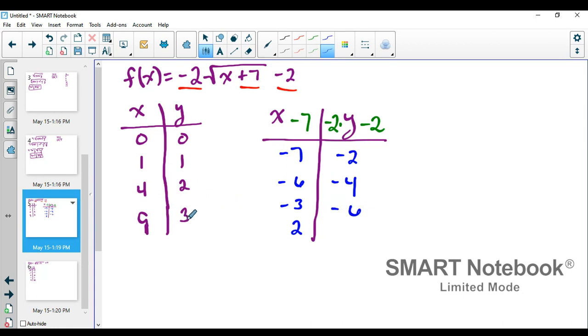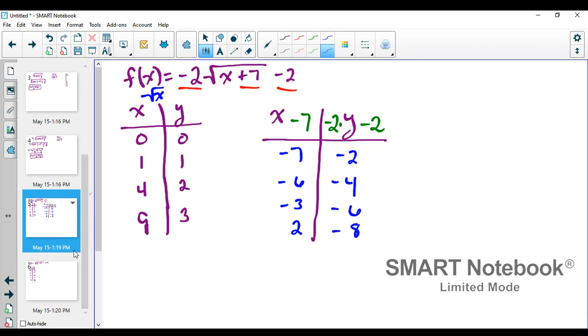And then negative 2 times 3 is negative 6, and then negative 6 minus 2 is negative 8. So now these are the new points that you're going to graph to get the graph of this function. This is the table for the square root of x. This is the table for this function, because the negative 2 here, this positive 7 and the negative 2, move and flip and change your graph from this.